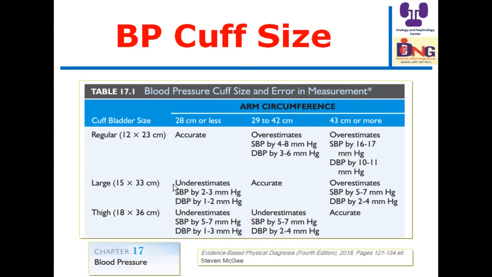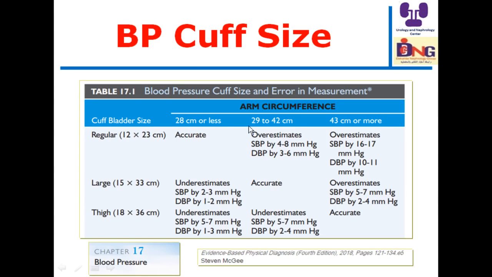Again and again, regarding the cuff, we should respect the cuff size, because this slide shows 3 sizes. We have the regular cuff bladder size, 12 by 23 centimeters, large cuffs 15 by 33 centimeters, and thigh cuffs 18 by 36 centimeters. If you use the regular cuff for an arm circumference of 28 centimeters or less, it will be inaccurate for measurement.